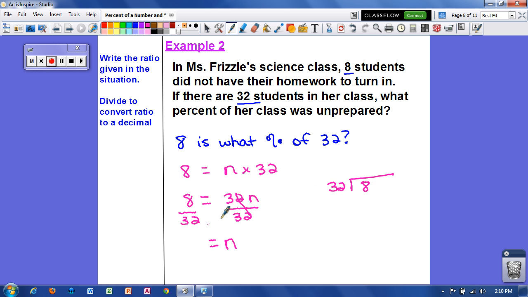Top dog in the house, so 8 goes in the house. 32 cannot go into 8, so I've got to add a decimal and a 0, and then decimal goes up. 32 can go into 80 2 times, and 32 times 2 is 64.